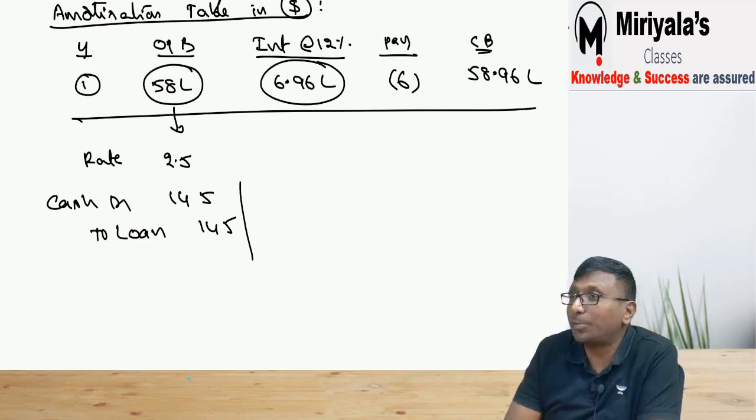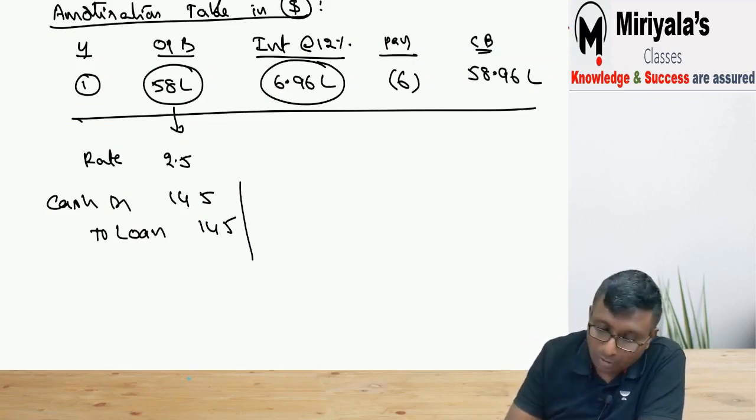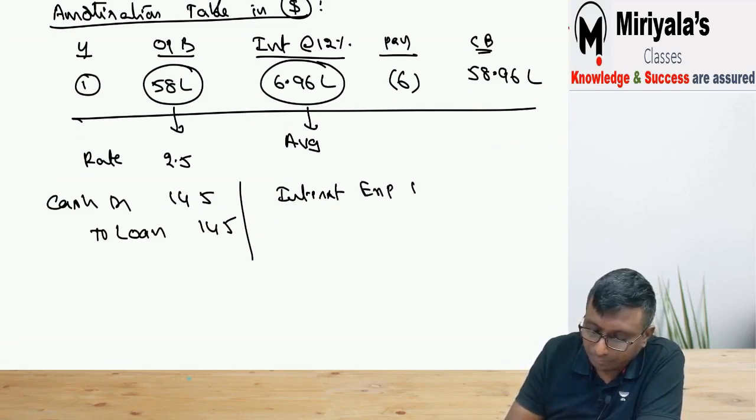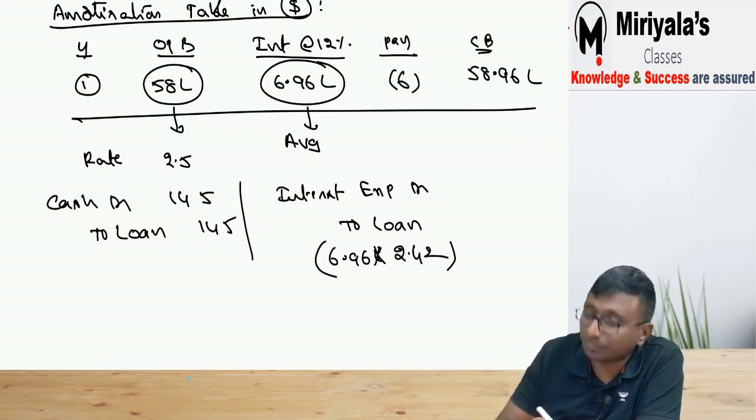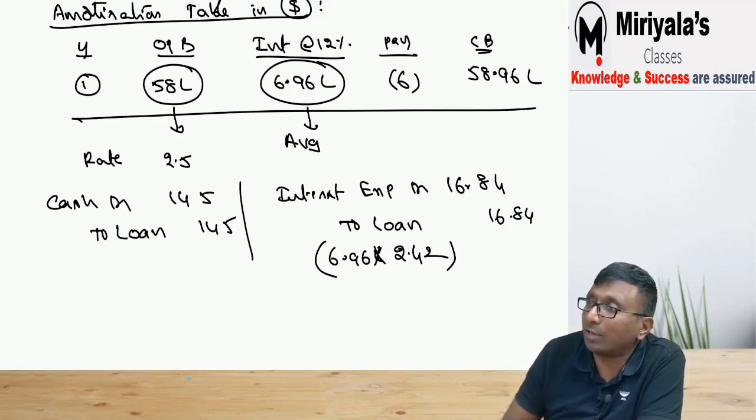Do you remember the concept from the capsule? Interest is accrued over the period, not at year end. So you are supposed to apply which rate? Average. Entry: interest expense account debit to loan account. How much? 6.96 into the average rate 2.42. Multiply, 16.84. That's it.